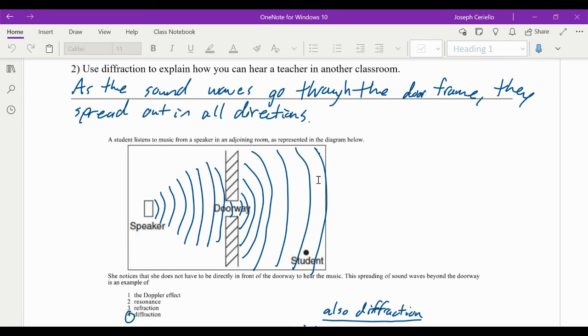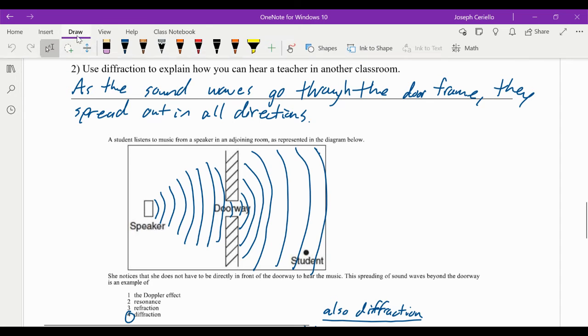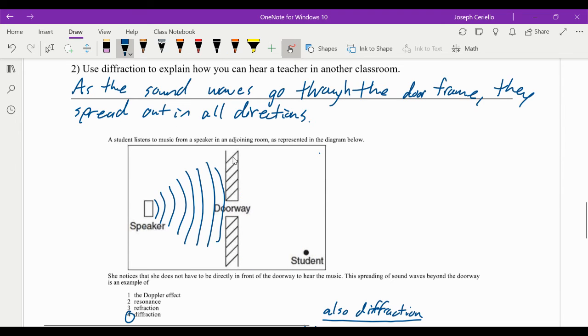I want to talk about an incorrect picture that a lot of people think. A lot of people think, and this is more what a laser would do, that when the sound reaches the doorway, it just shoots straight out, kind of like a laser. That is not how sound works, or else the student wouldn't be able to hear the speaker in the other room. And you all know that you can hear stuff in the other room, even if you're not right in front of the door frame. So this is not what happens. What actually happens is what I had depicted there. It spreads out in all directions, and that's why people can hear it all over.